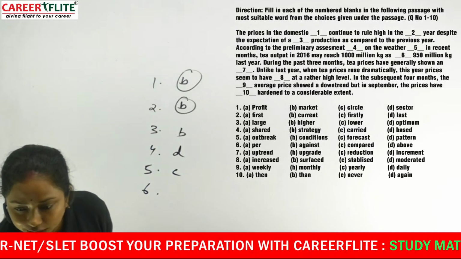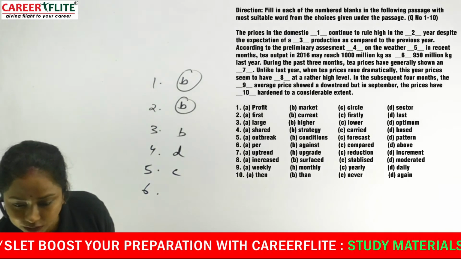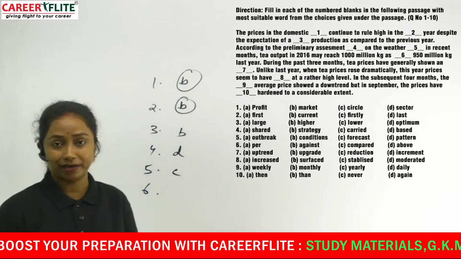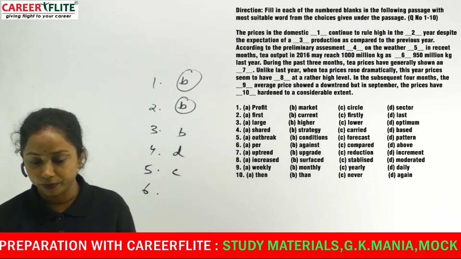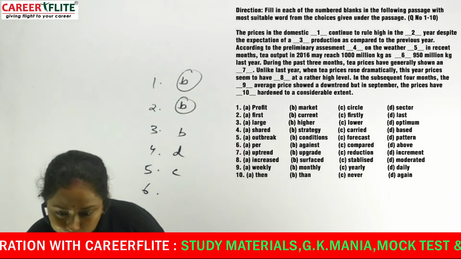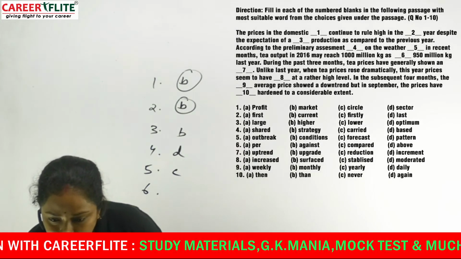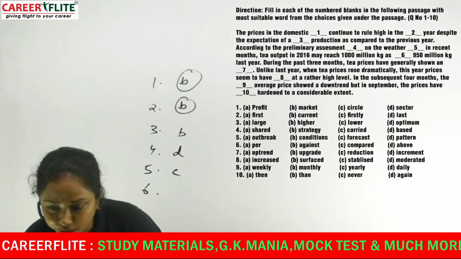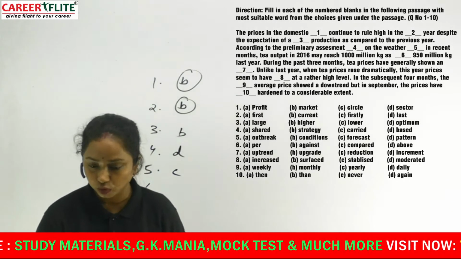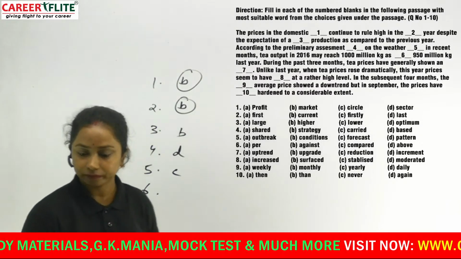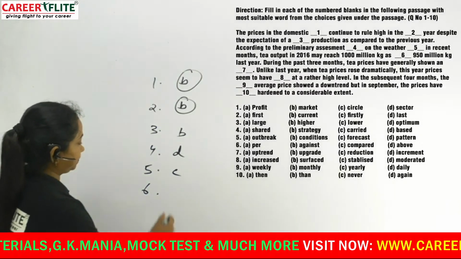Okay, then number 6, let's read the next. Million kg as dash 950 million kg last year. So something which is in comparison. Now it's 1000 million, and last year it was 950 million. So let's read the options for number 6, that is per, against, compared and above. So we have against and compared. So between these two it will be against. Okay, that is in B.